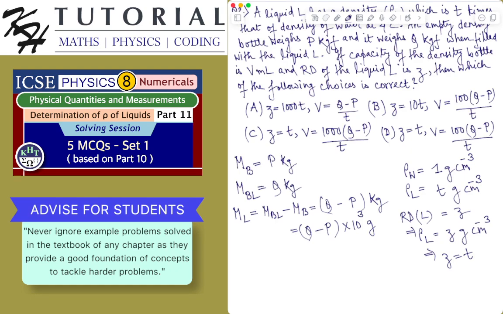So clearly the volume of the liquid which is inside the density bottle is equal to the capacity of the density bottle, which is given as V ml. So we can say that V is nothing but the mass of the liquid divided by its density, which is equal to Q minus P multiplied by 10 to the power 3 gram divided by rho L. Rho L was T gram per centimeter cube.